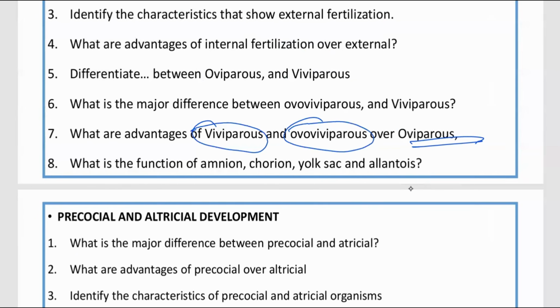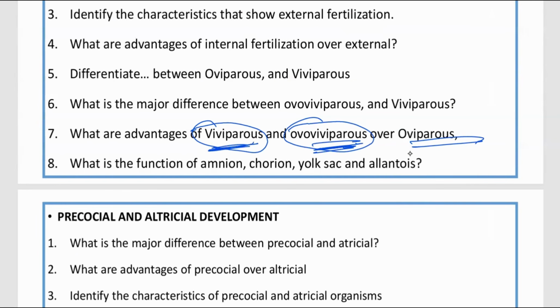Here, some people end up confusing this question with the question of external fertilization over internal fertilization, or internal over external. Here, you don't talk about sperms because we're not talking about fertilization. So you can't tell me about sperms here. Here we're talking about development.